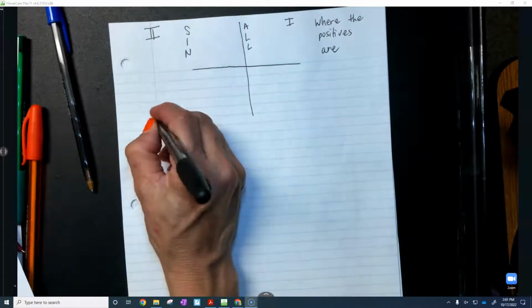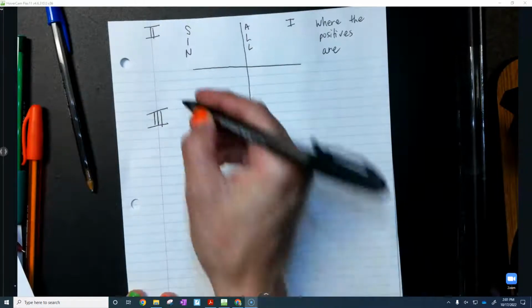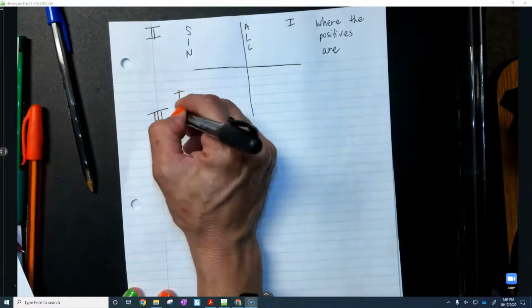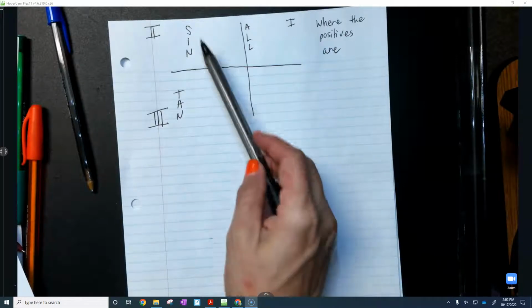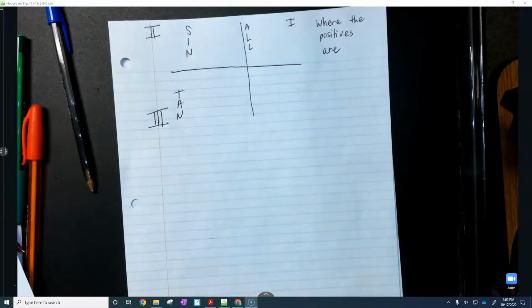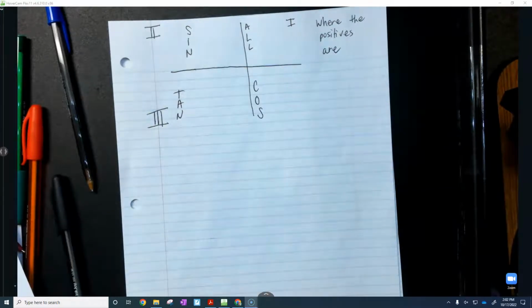Look at quadrant 3. You only had 2 of them that were positive in column 3. Find them. Which ones were the only ones that were positive? Tangent. That's right. Let's write the word tan going down. And then, so there's sine, tangent. What's the other main one that we have not written already? What is it? Cosine. That's right. That's the only one we're missing. We're going to write that right here. So it's very important to remember where the positives are.